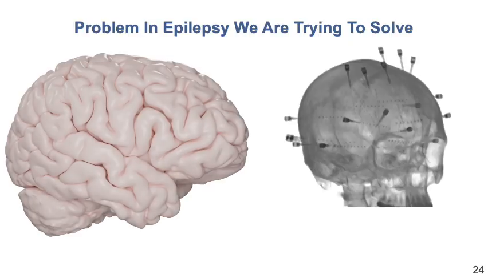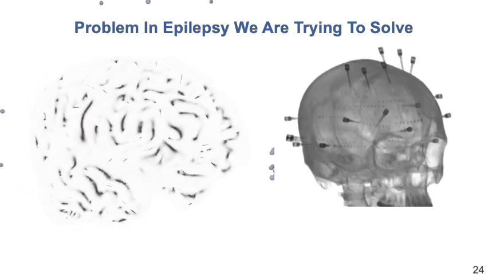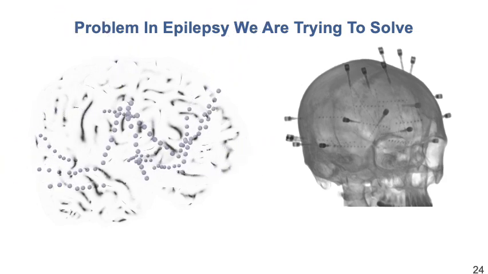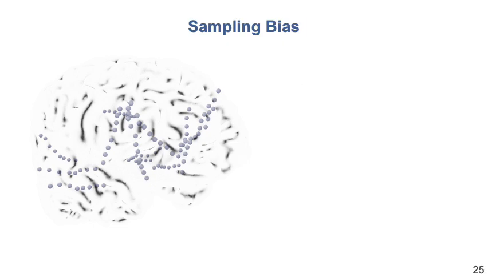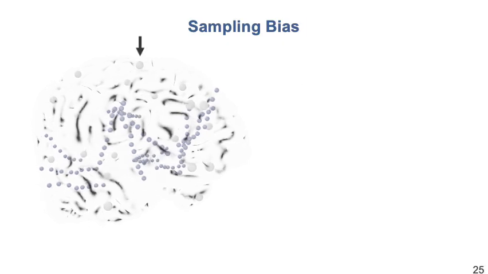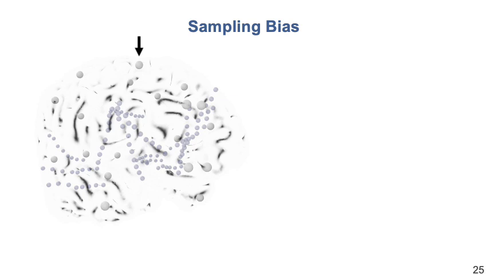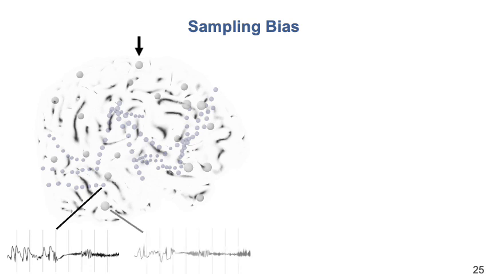Shown here is the implantation of stereo electroencephalography, or SEEG electrodes, to localize seizure onset more precisely for surgery. Now, the problem with this implantation modality is that we have a sampling bias in that we cannot implant all regions of the brain. And thus, where we think seizures are coming from may actually be coming from regions where we have no implantation. Now, how do we solve this problem?